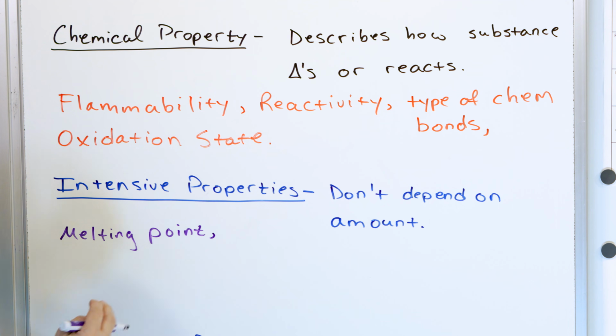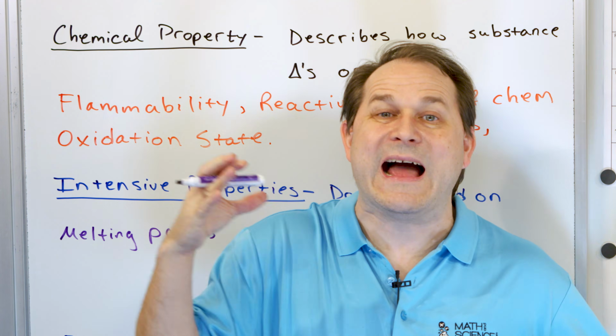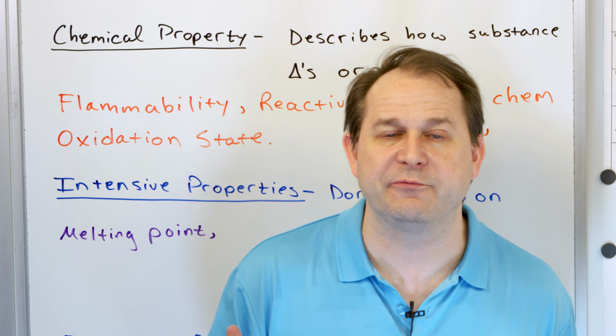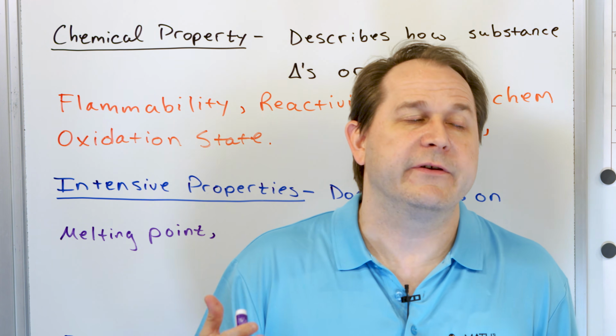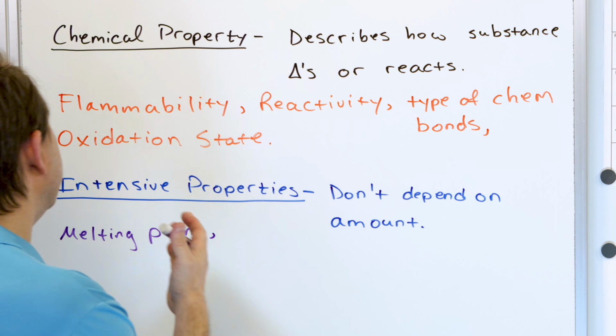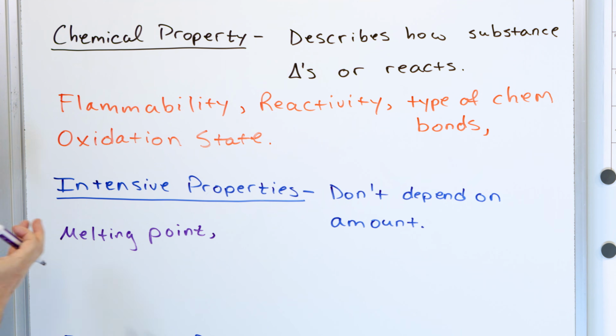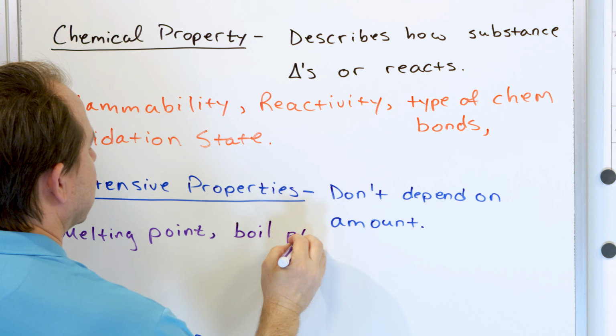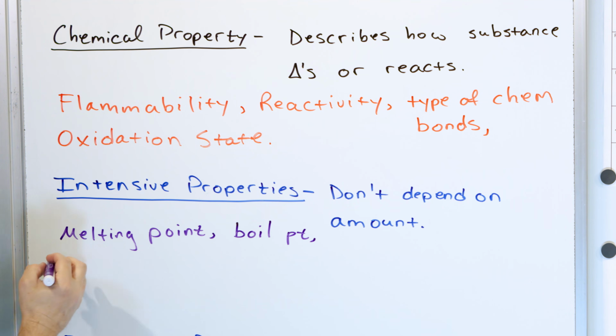The melting point of ice, it doesn't matter if I have one little ice cube or an iceberg. The melting point of ice is totally independent of how much material I have. Most things are actually what we call intensive properties. Melting point, boiling point. What else do we have on our list? Density.